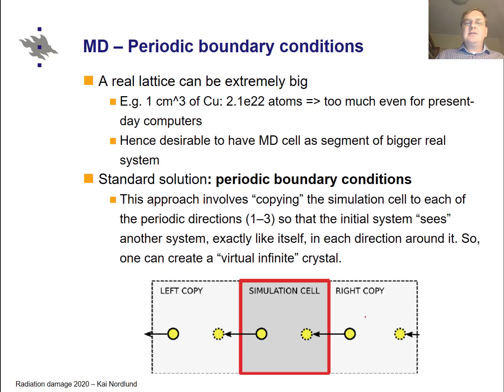Well, these are then some more technical details on molecular dynamics. So first of all, if you want to simulate a bulk material, not a nanostructure, but a bulk material, bulk matter, of course, has a huge amount of atoms. 1 cubic centimeter of copper has 2 times 10 to the power 22 atoms. So this obviously would be too much even for present-day computers.